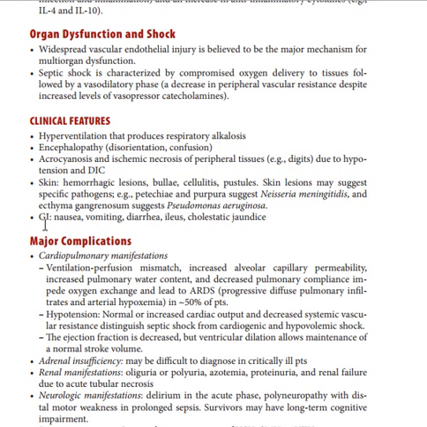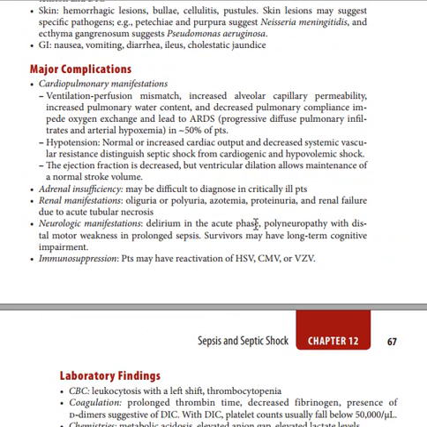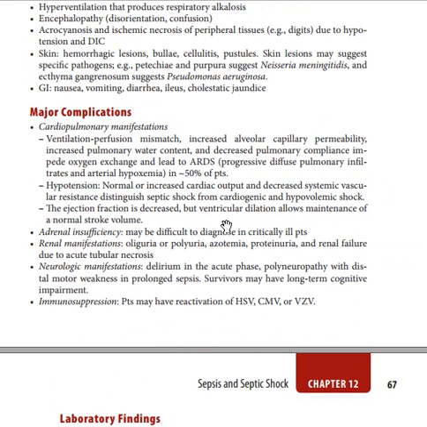Now on GI abnormalities, you're going to have nausea, vomiting, diarrhea. You're going to have ileus, meaning paralytic ileus, and you have cholestatic jaundice. So what are the complications that you may have in case of septic shock?